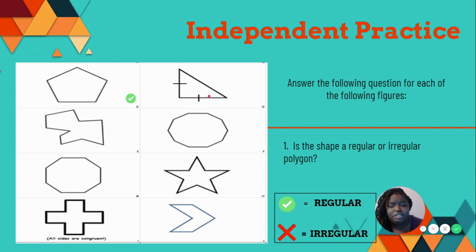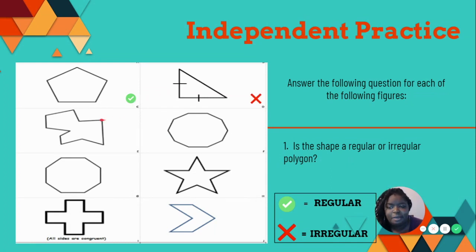Let's move on to this figure. For this one, we have what we call tick marks. Tick marks are denoting that both of these sides are the exact same. Both of these sides are congruent. However, this side, what we would call a hypotenuse, is not congruent to our other 2 sides. So would this be considered a regular or irregular polygon? It is an irregular polygon.